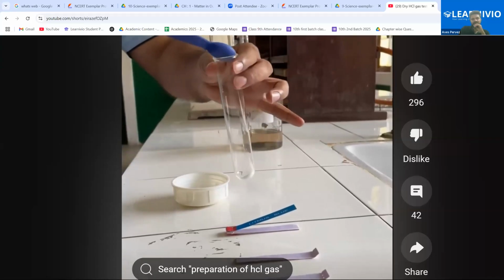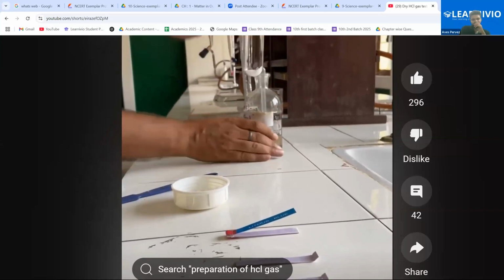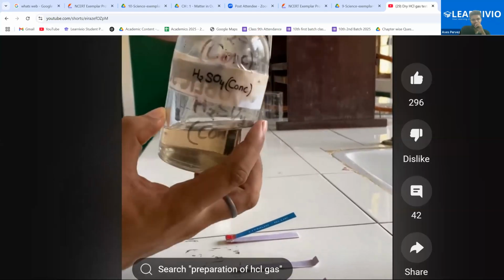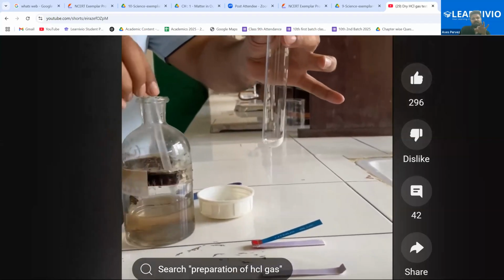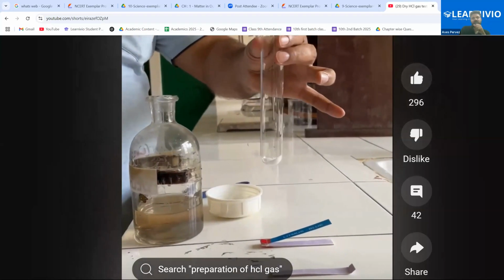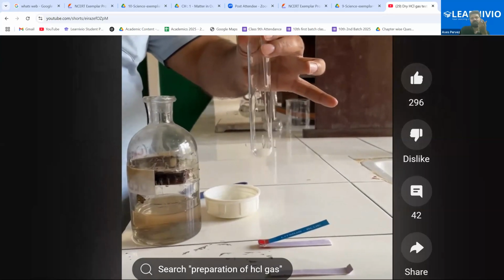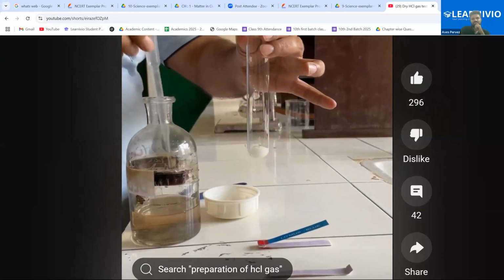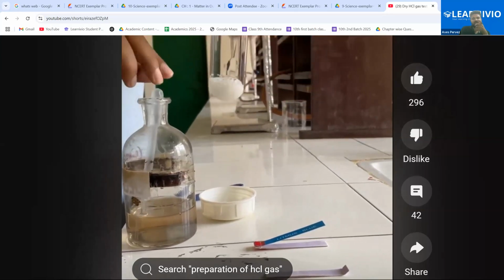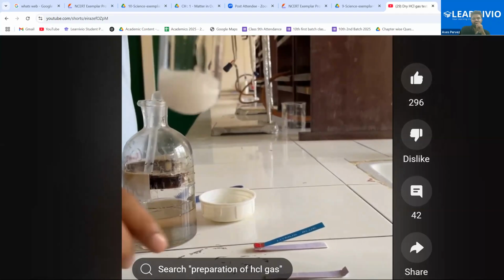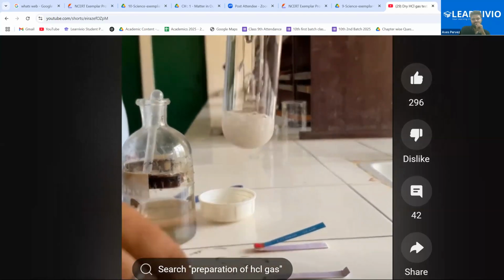It will not change its color. So he is trying to produce dry HCl gas: when concentrated H2SO4 is added to NaCl, it produces a gas which is called HCl gas. And when you pass it through blue litmus paper, it should change to red color, but it does not change when you pass it.